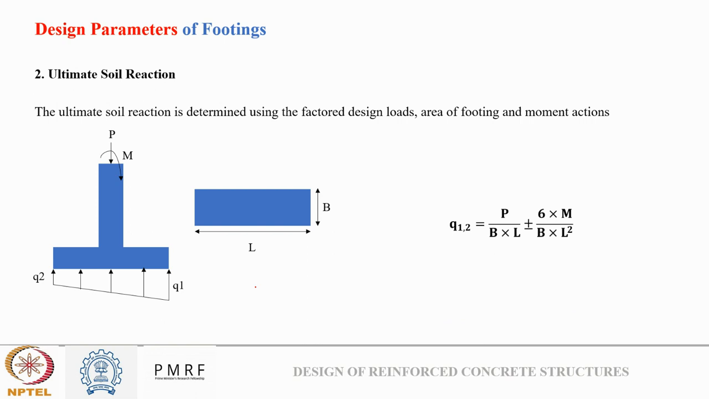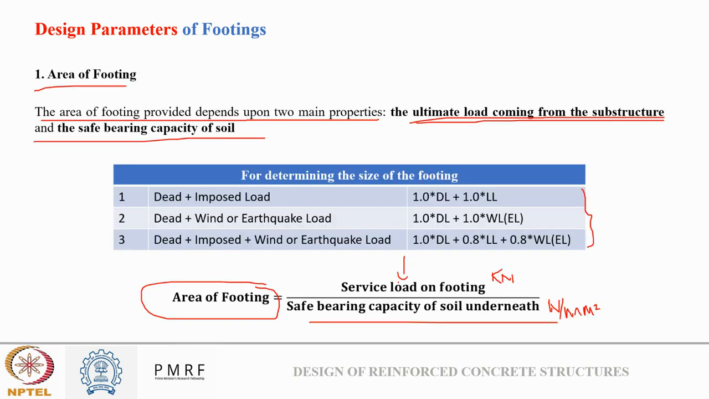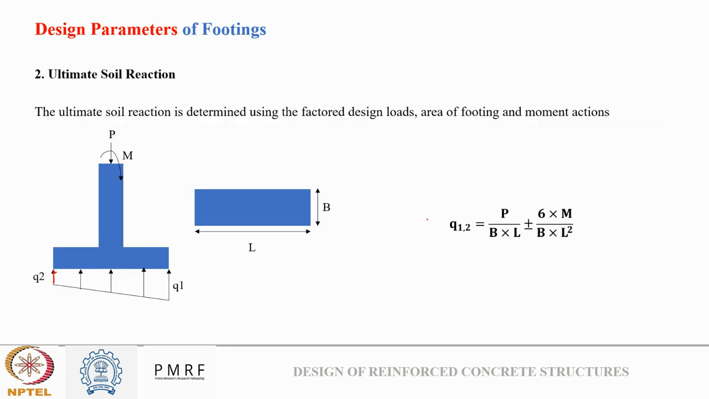Now, once we know the area of footing, we need to check what the ultimate soil reaction is. Here we went with service load, without any factor of safety taken into account. For ultimate load bearing capacity, we need to take the factored load design. Since we know the area of footing and the moment acting, there can be both load and moment, so we need to calculate the ultimate soil reaction. How is it calculated? By this formula.